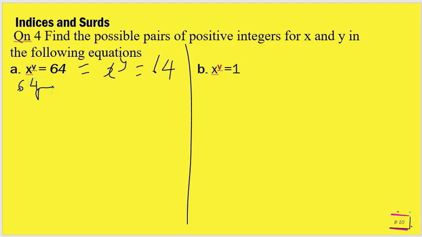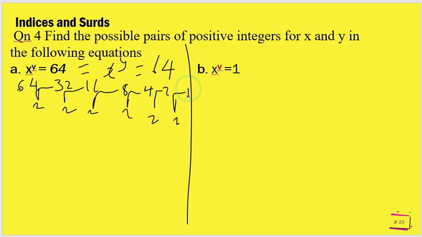Dividing 64 by 2, we get 32. Dividing by 2, 16. By 2, we get 8. By 2, we get 4. By 2, 2. And finally by 2, 1. So therefore, how many 2's do we have? 1, 2, 3, 4, 5, 6. 6.